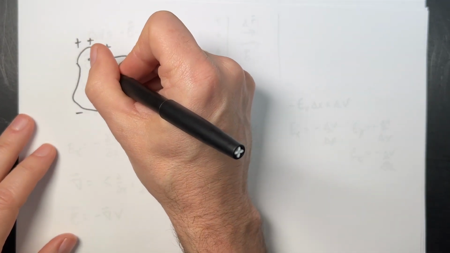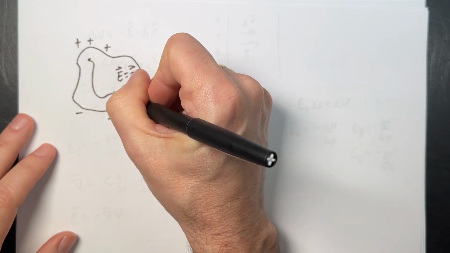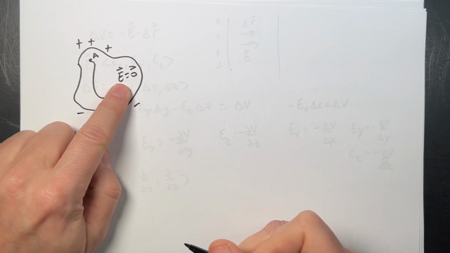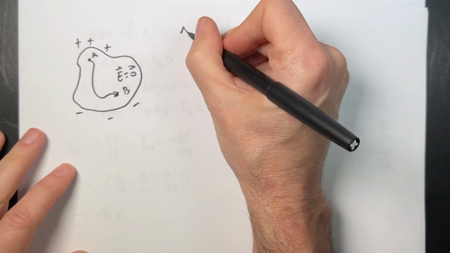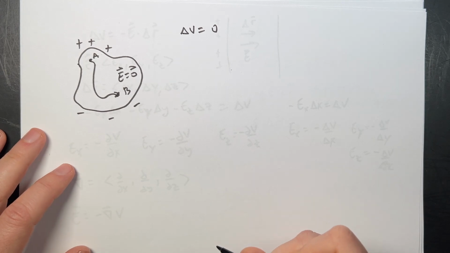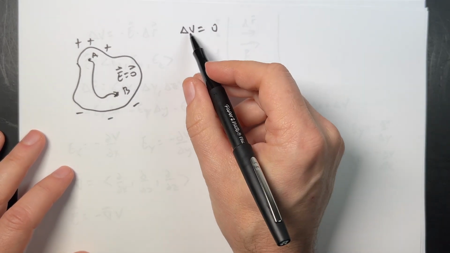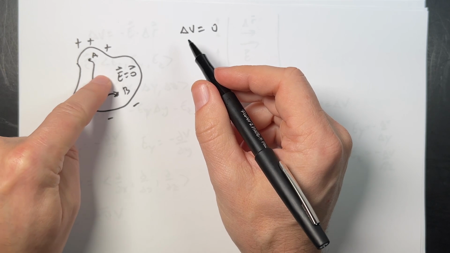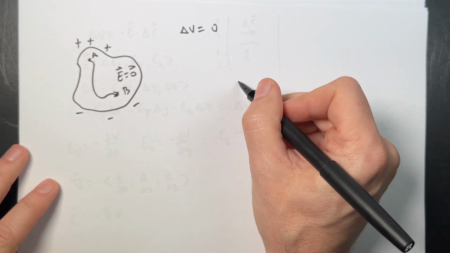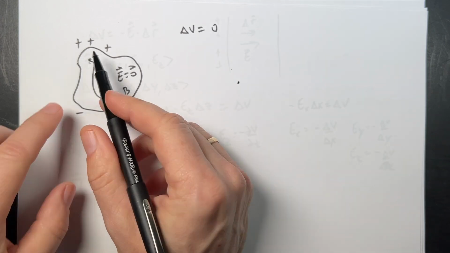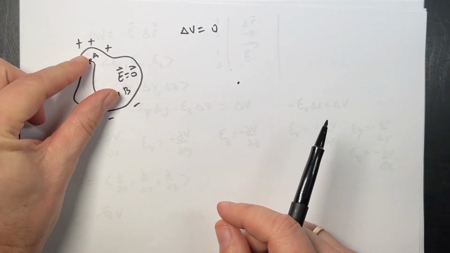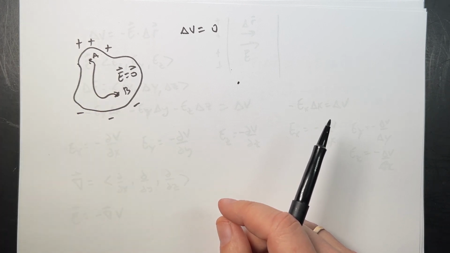Now imagine I want to go from here to here, from A to B. Well, if the electric field is 0, what do I know? I know delta V is also 0. But here's the important point. Delta V is 0 does not mean the potential is 0, right? Because this is always a change. If I come from over here to here, then I may get a value right there. These two have to be the same potential, but they don't have to be 0. Okay, that's an important point.